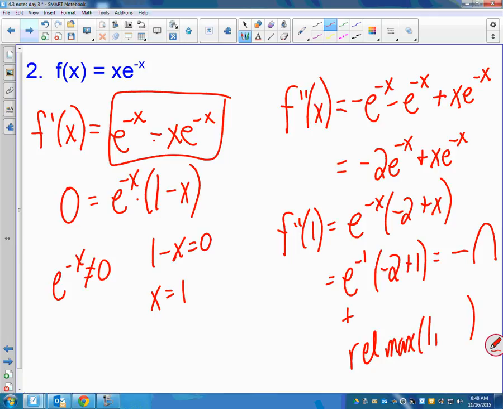Plug it back in. Yeah, we plug 1 in there, it's just e to the negative 1, which you can write as e to the negative 1, or you can write as 1 over e.